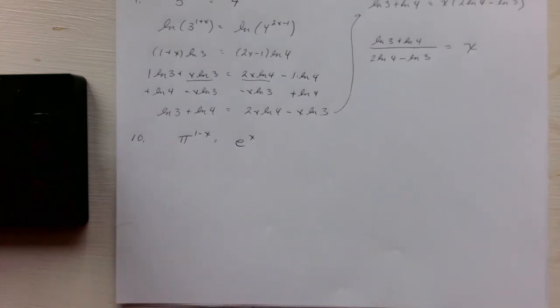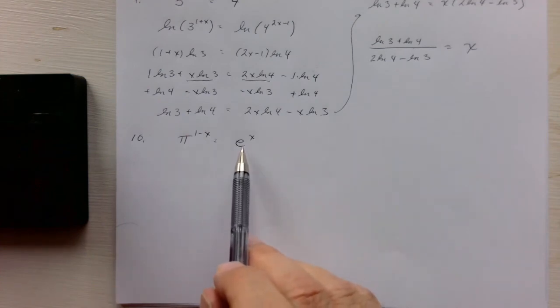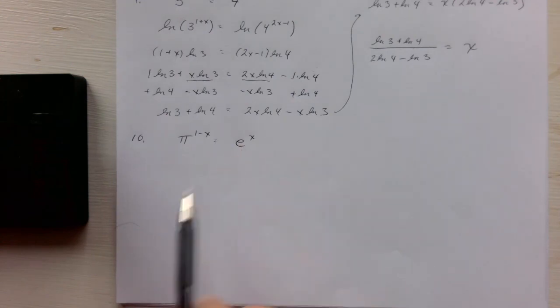Number 10, I'll let you pause the video and work on this. When you see the e here, you definitely want to use the natural log. You can use a common log if you want, but it's going to be a lot easier if you use the natural log. So I'll let you work on this for a moment. Pause the video.